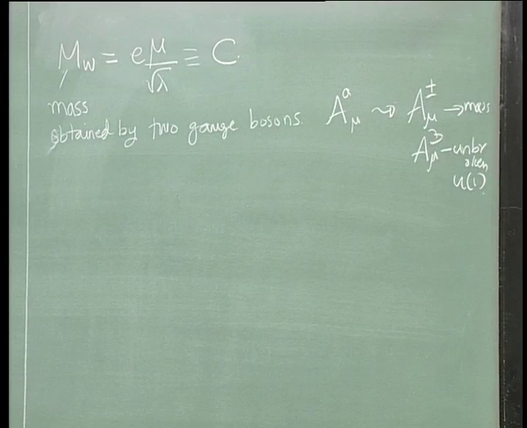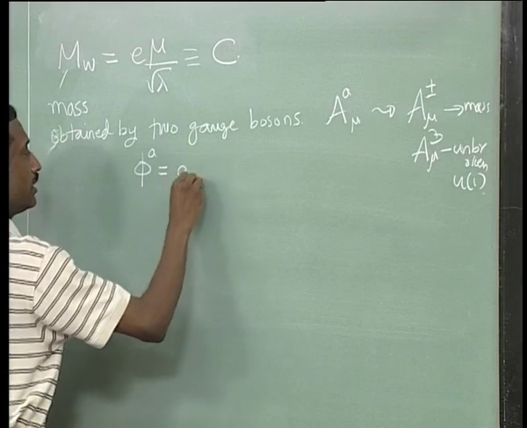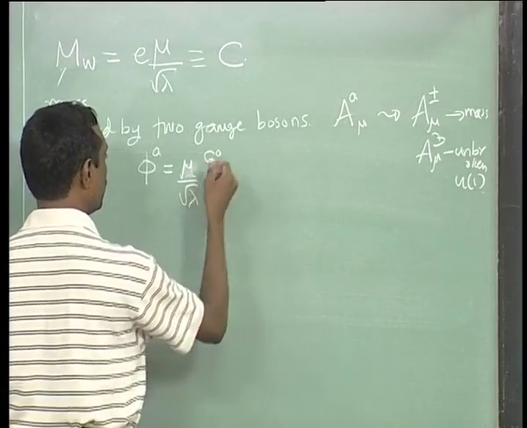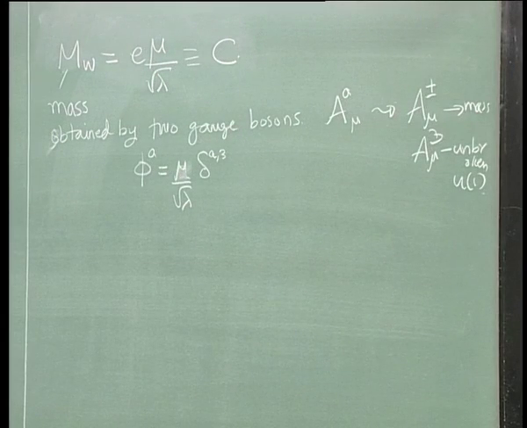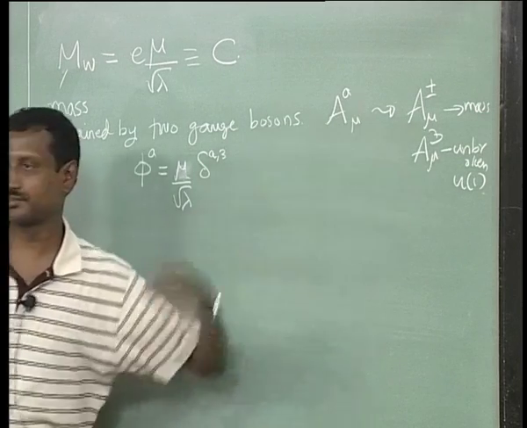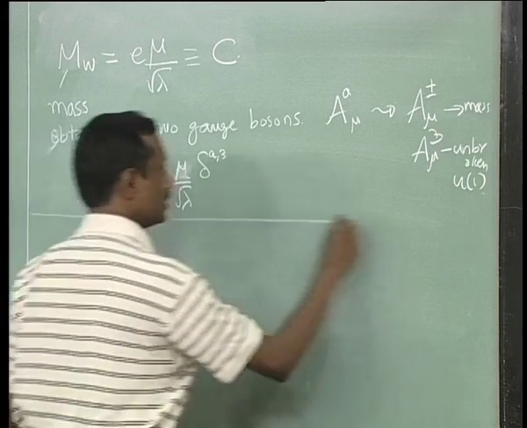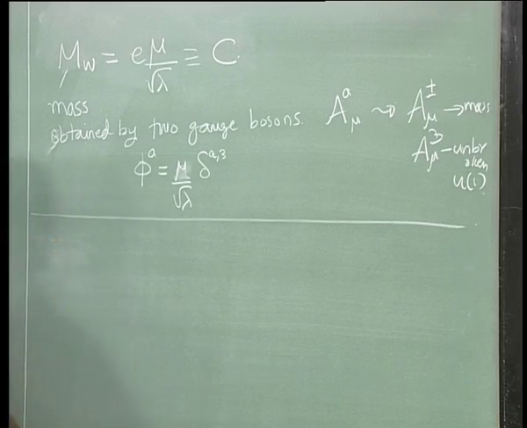Okay, suppose we went ahead and chose phi a to be a times delta, that is mu by square root of lambda times delta a3, just to match whatever we have discussed in this particular example before. I'm just defining various things. So suppose I did this. Okay, I would get, so the idea is to look for finite energy solutions. So this would be the vacuum solution, right? So this is the vacuum configuration.